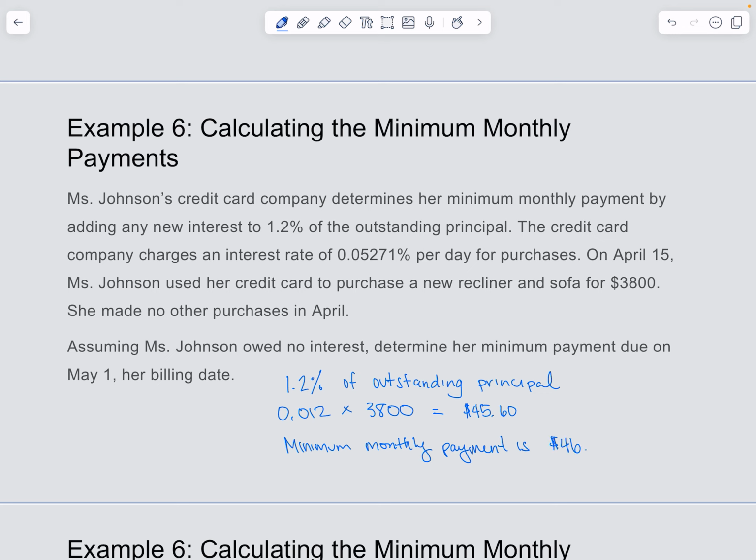is $46. So on May 1st, her bill is going to come and it's going to say, okay, the minimum due is $46. Of course, she can pay more than that. She can pay all the way up to the whole amount, $3,800, but at minimum, $46.